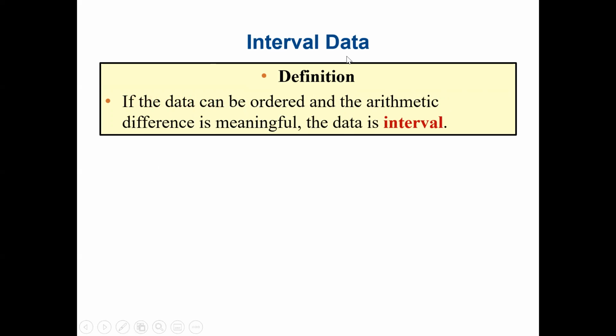Next, we talk about interval data. We say that if the data can be ordered and also the arithmetic differences are meaningful, then the data is interval. A very good example is temperature. A temperature can be 0, and 0 means it's very cold, so it's in order. We cannot perform division or multiplication on interval data. It's only differences or addition, we can say.